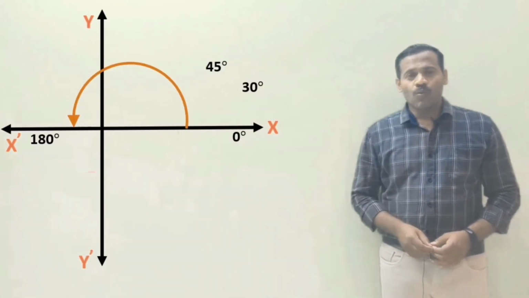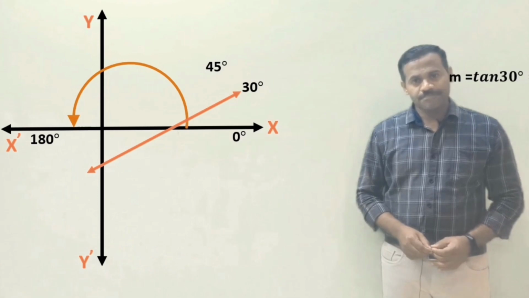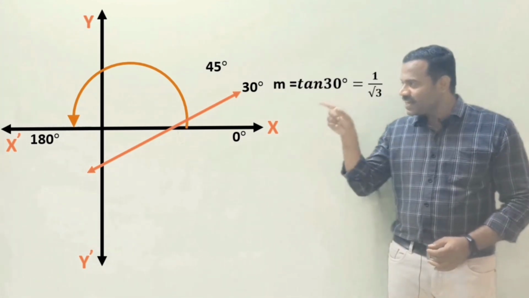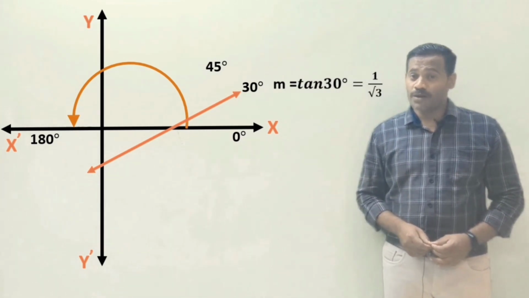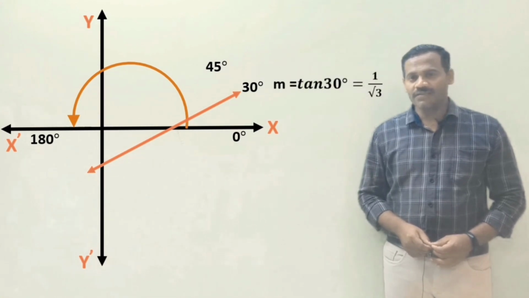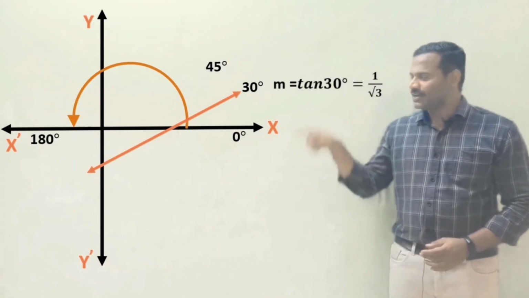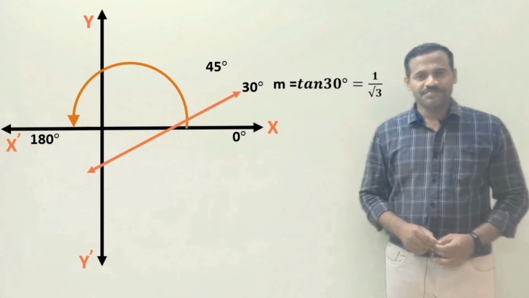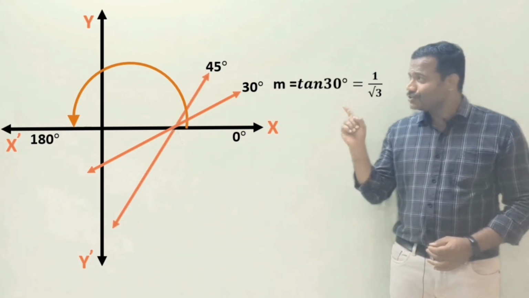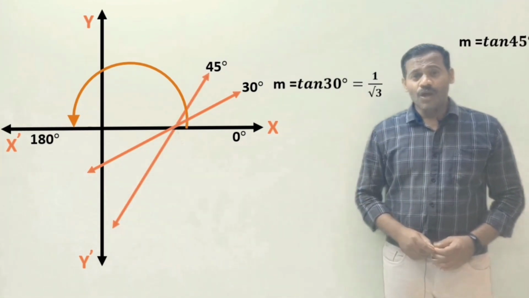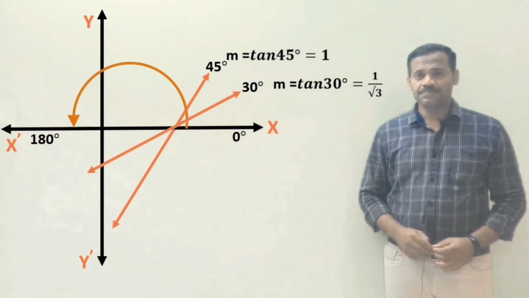Suppose the inclination of the line is 30 degrees. What will be the slope of the line? Yes, it is tan 30 degrees, which is nothing but 1 by root 3. 1 divided by 1.732, we will get 0.57. Suppose the inclination of the line is 45 degrees, what will be the slope? Yes, it is tan 45 degrees, which is nothing but 1.